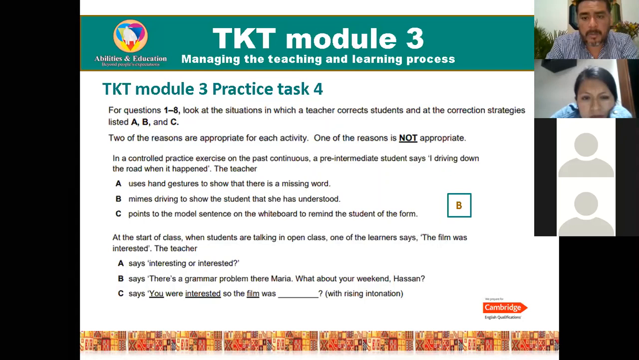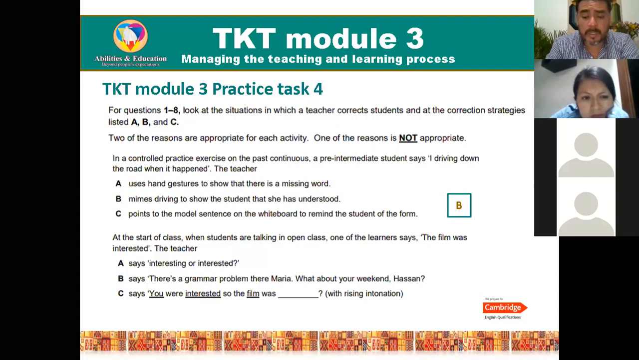Yeah, letter C for me. To make the student see the use of the past continuous here. So using hand gestures to show that there is a missing word is also good. So the inappropriate thing to do here would be B. To make a student assume that you understood when it was wrong, so this is not right.